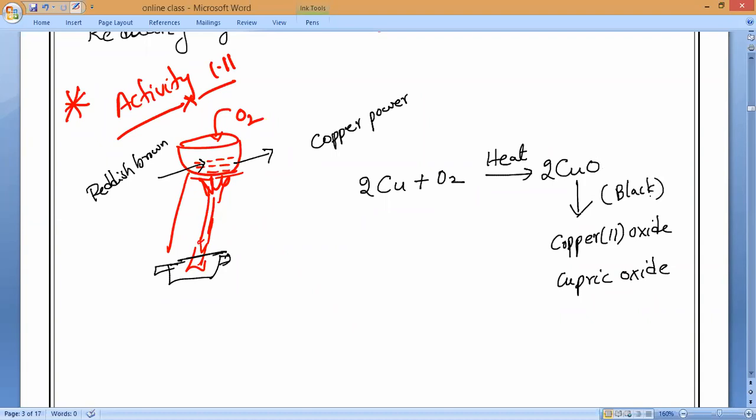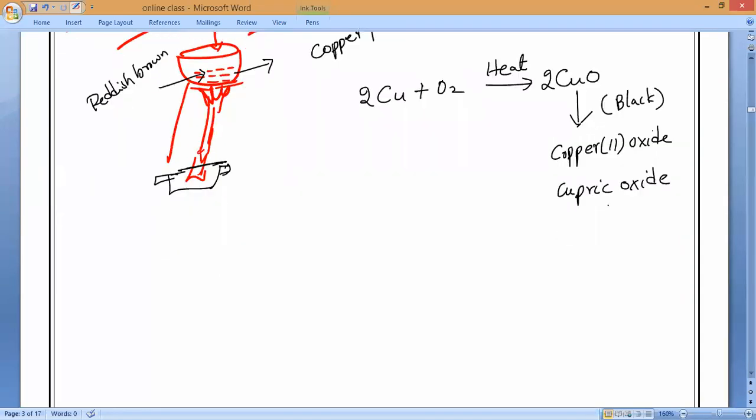Black precipitate. Not precipitate, it will be like a solid. So copper oxide is a black substance that will form. Now this copper oxide will again be heated with hydrogen. But actually this is again a reversible reaction.